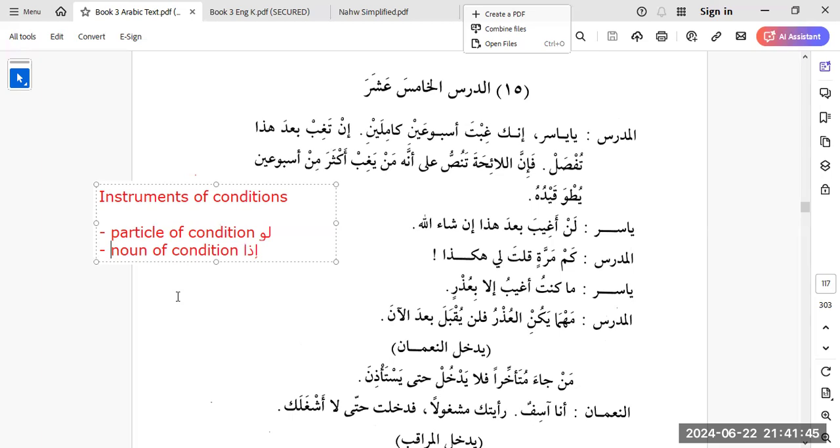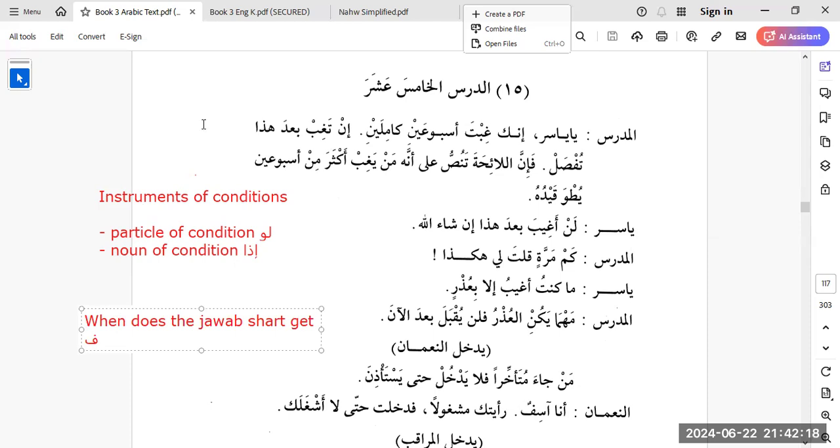When does the jawab shart, very important, what's a jawab shart? The response to the condition, or the answer to the condition, that is the second part of the condition. When does the jawab shart get a fa? Right? Fa on it. When? So we need to study that in detail, inshallah. And it's a very important lesson.